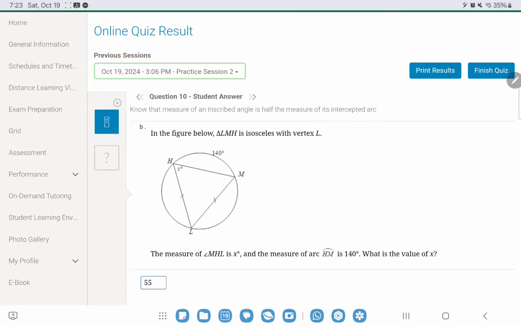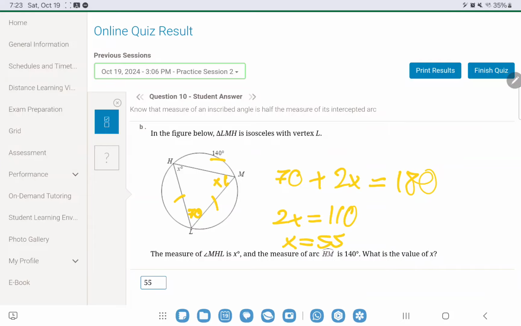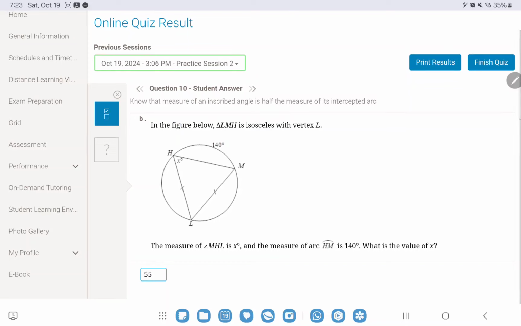Yeah, there is. So this is an isosceles triangle. In an isosceles triangle, base angles are equal, so this is also equal to x. Now this angle is half of 140, so this angle would be 70. So now we know all three angles have to equal 180. So 70 plus 2x equals 180, 2x equals 110, leaving x to be 55. And that's how you solve this part. Let's move on to the next question.